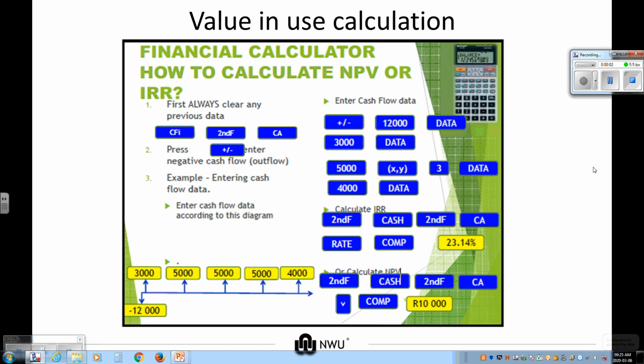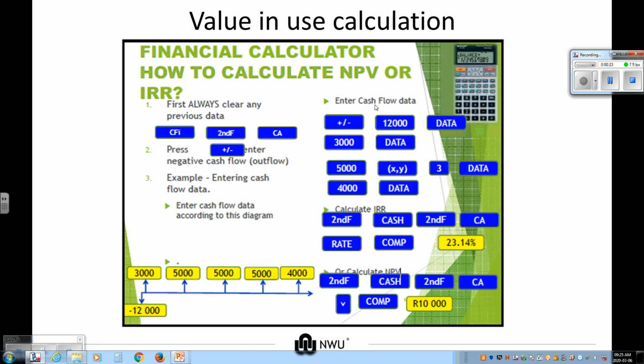I hope you have your financial calculator with you, as I want you to first clear it. So press CF, second function, carrying amount. Please always make sure your financial calculator is cleared. Then we have this information. So this will be our cash outflow, and then we had our cash inflows.